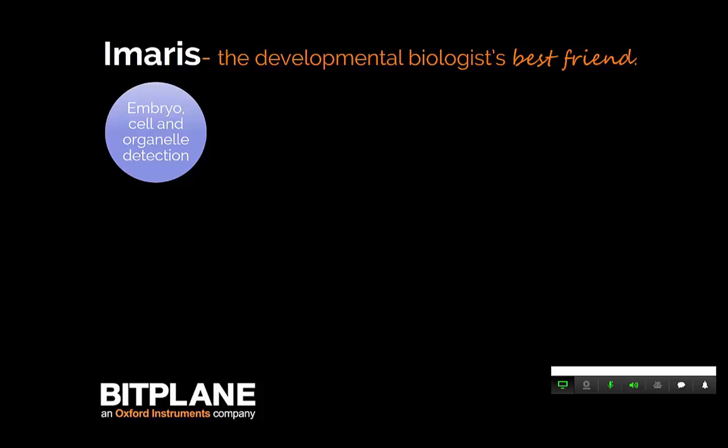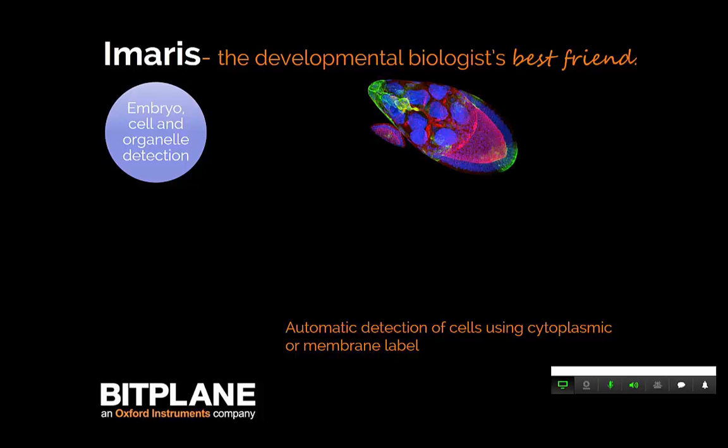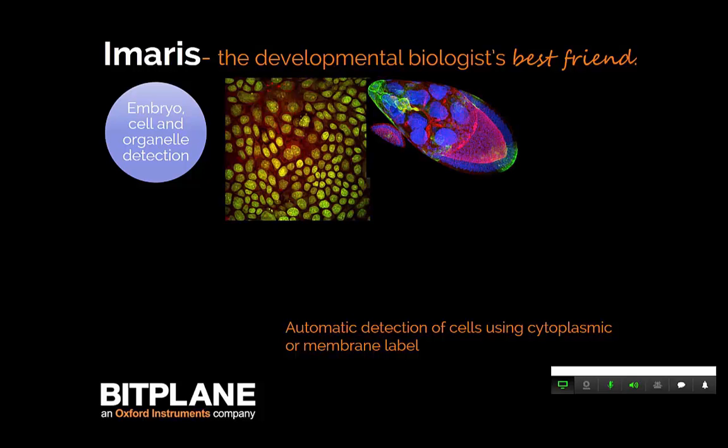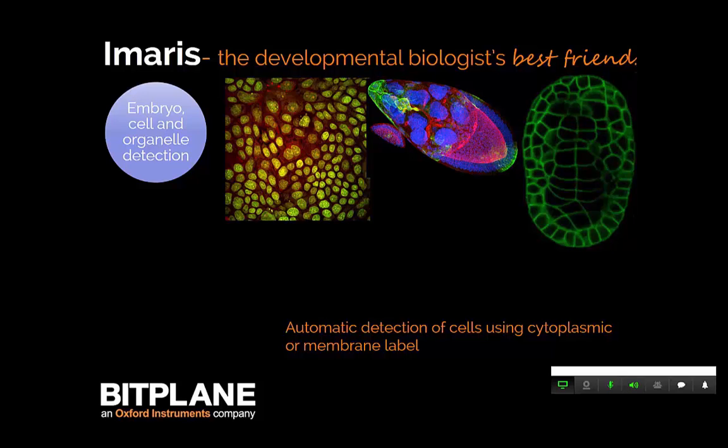Second item, embryo cell and organelle detection. For the Imaris users that are in attendance, for a number of years now, we've had the ability to identify cells based on cytoplasmic and also membrane labeling. The three images we have up here show some cells with a cytoplasmic marker as well as a nuclear marker. Here we have a Drosophila egg chamber where we have a membrane label for, in particular, the nurse cells. And then at the edge here, we have a section from a tunicate embryo, noticing that there is no nucleus inside the cells.